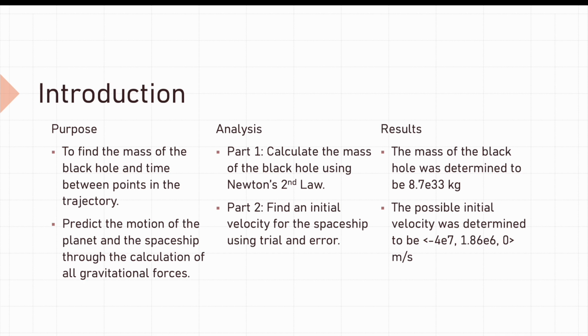So our results came back that the mass of the black hole was determined to be 8.7 times 10 to the 33 kilograms, and the possible initial velocity was determined to be -4 times 10 to the 7th in the x direction, 1.86 times 10 to the 6th meters per second in the y direction, and 0 in the z direction.